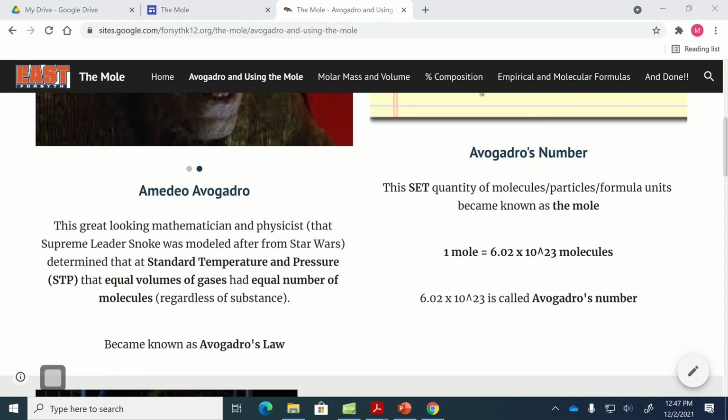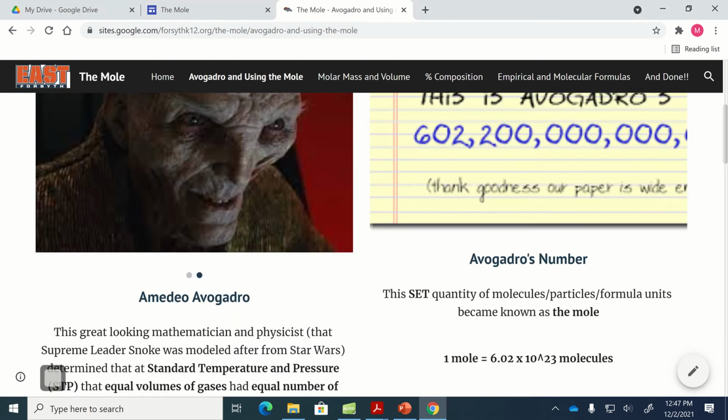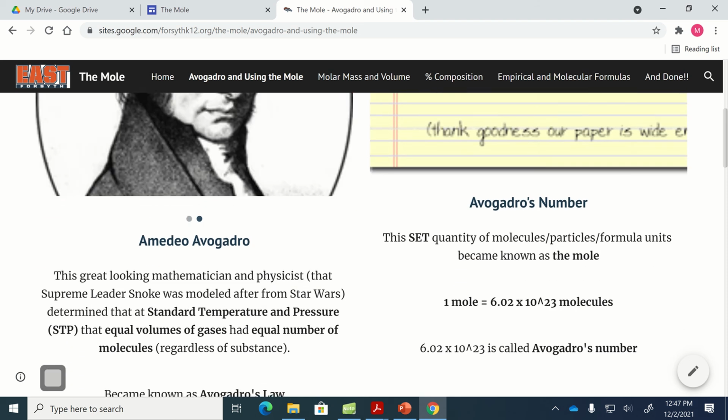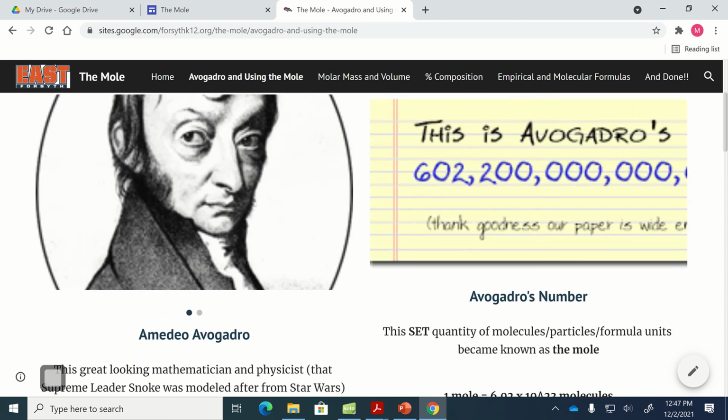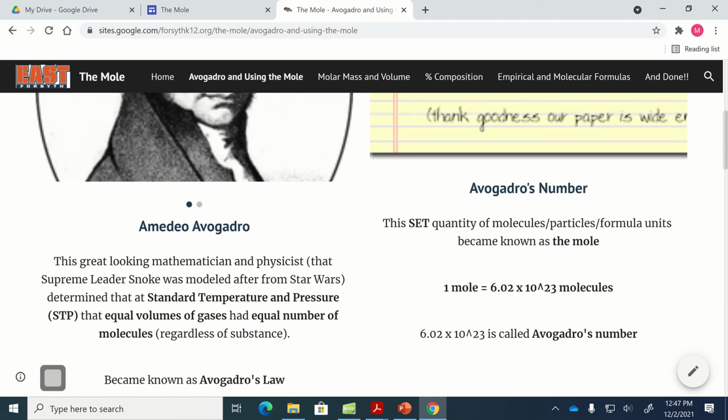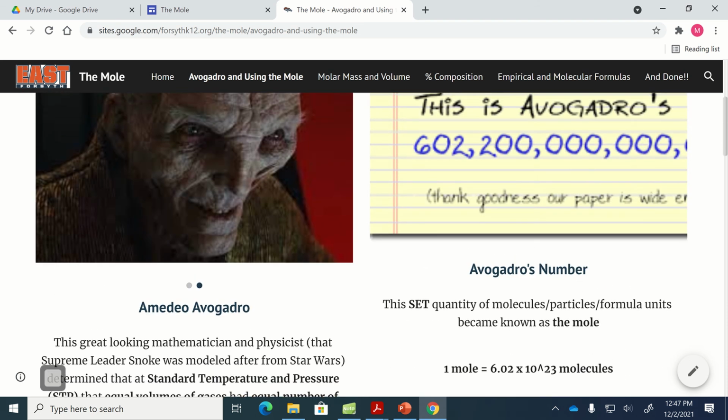Yeah, I have this little joke for my students with it. It's like, yep, he looks like the supreme leader, kind of. That's not a great picture of him. The supreme leader, Snoke. Look at him. There it is. That's Amadeo. No, it's not.